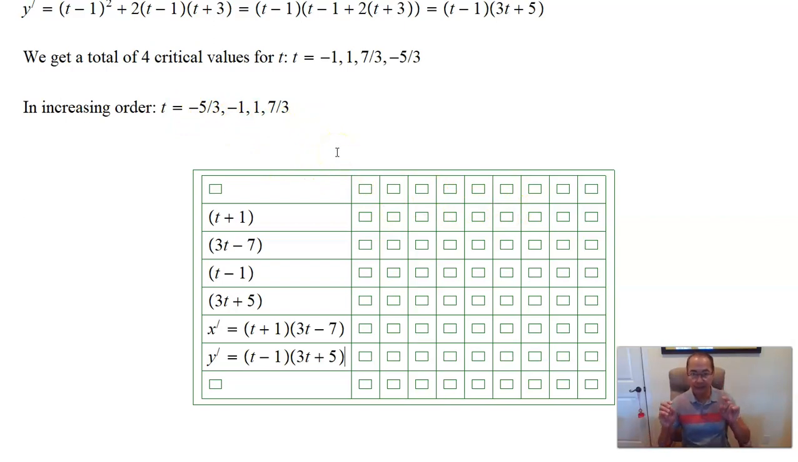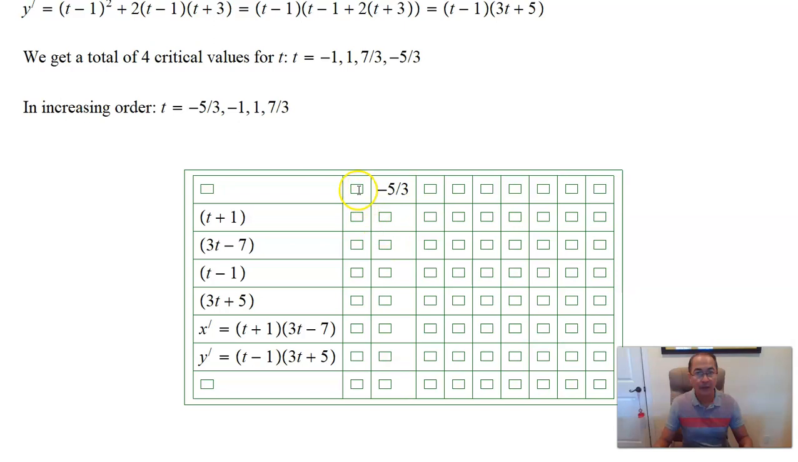But the line is not made up of just these four points, okay? There's all the points to the left of minus 5/3, all the points between minus 5/3 and minus 1, minus 1 and 1, 1 and 7/3, and all points to the right of 7/3, okay? Which means we're going to need to leave spaces. So this column will remain blank. We will put minus 5/3 over there. So this column represents all the t values to the left of minus 5/3. I hope that makes sense.